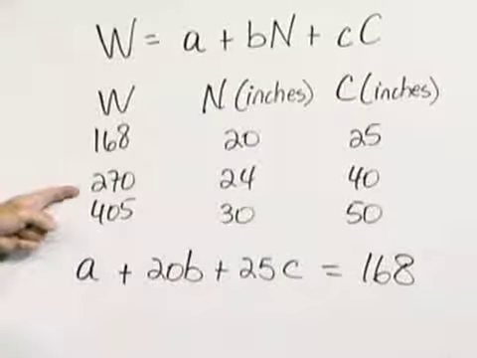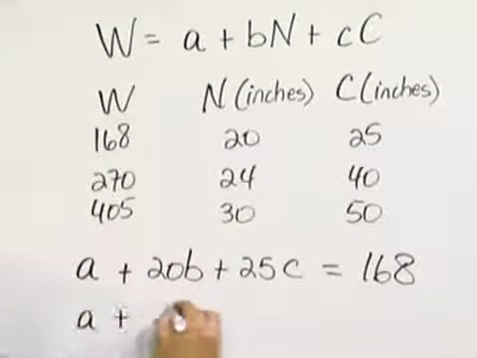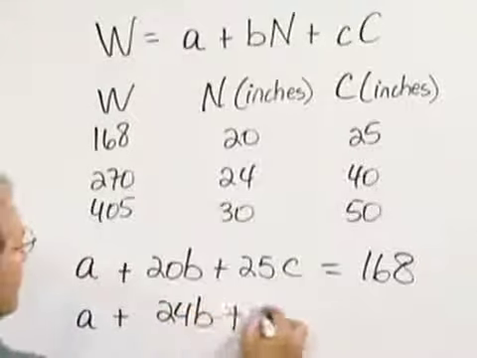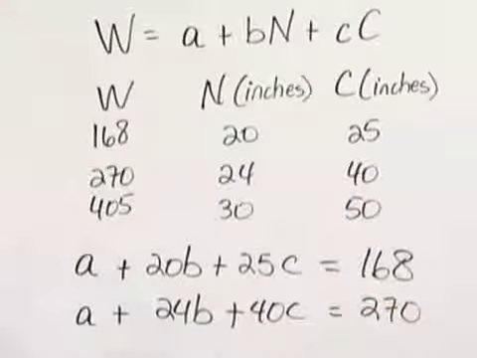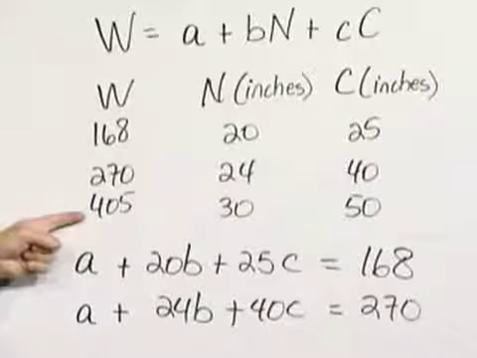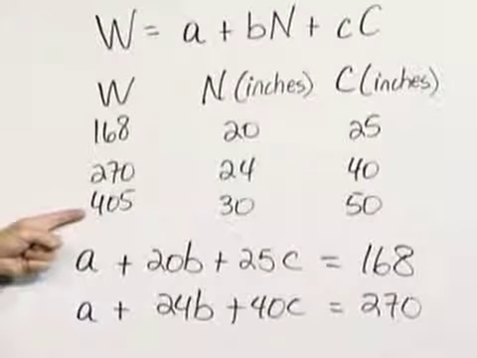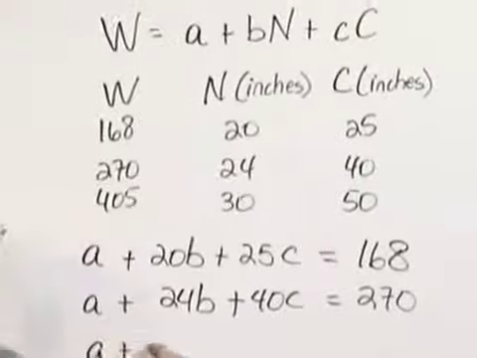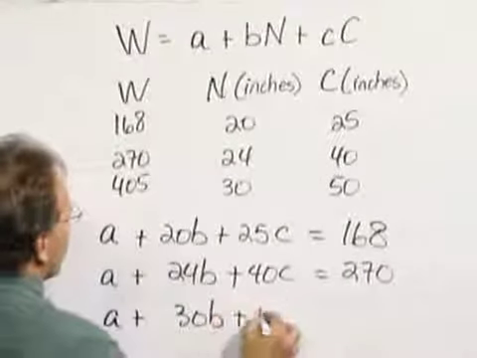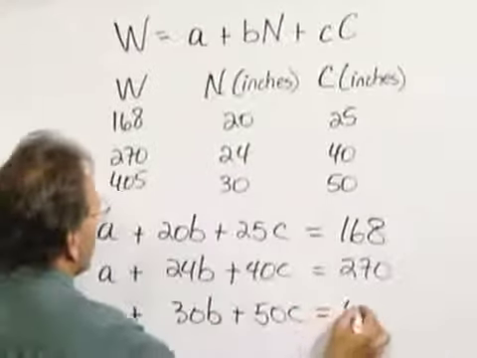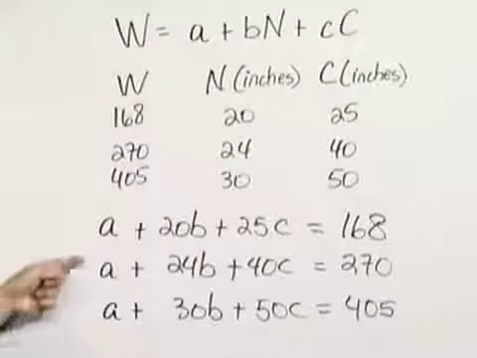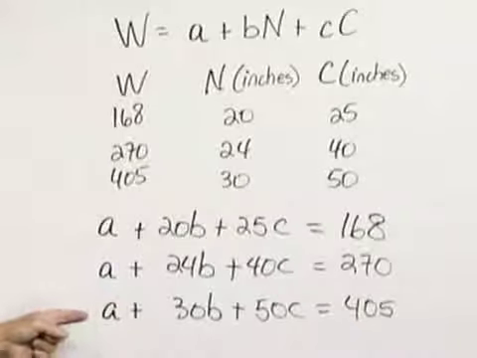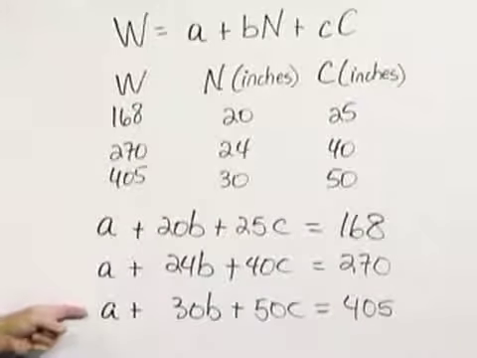Reading off of row number 2, we would have A plus 24B plus 40C equals 270. And reading off from row 3, we would have A plus 30B plus 50C equals 405. So that's our system of equations. Let's use the matrix method of solving this.